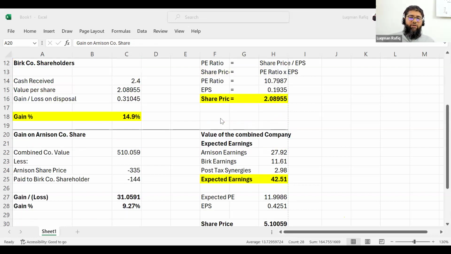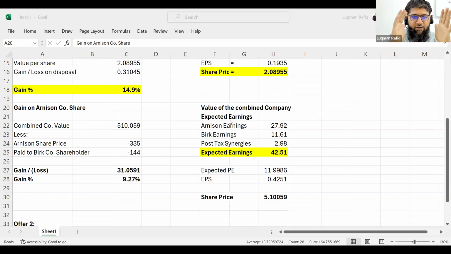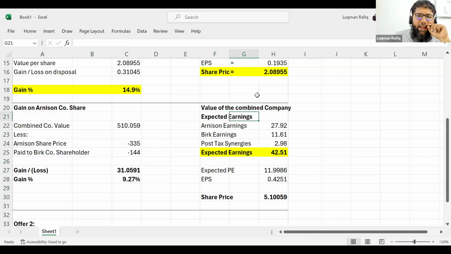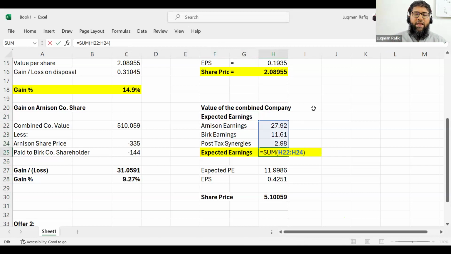Okay, let me just slow down. First of all, just try to understand. You need to calculate the value of the combined company. Do you understand that the combined company would mean that Arneson and Burke would become single? So you would put in Arneson's earning that was 27.92, plus Burke's earning that was 11.61, plus post-tax synergy which was 2.98. So the expected earning is the sum of all these. Do you get this?